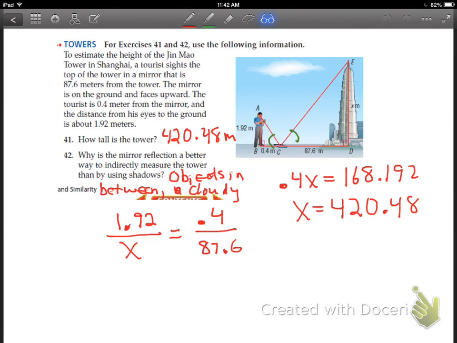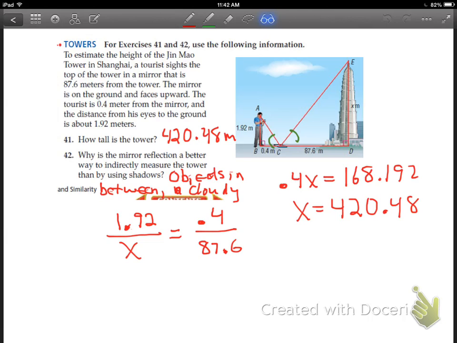On problem number 41, again we have similar triangles. The light reflects out of the mirror at the same angle that it comes in. So we have 2 similar triangles here. We'll just again form ratios of corresponding parts.